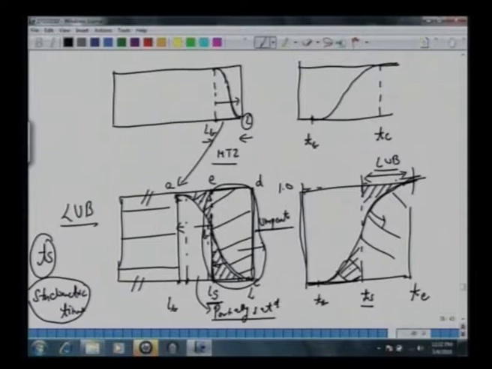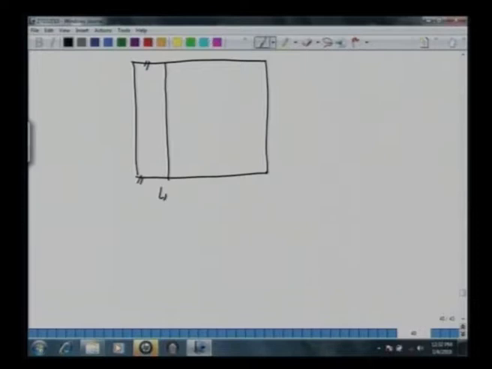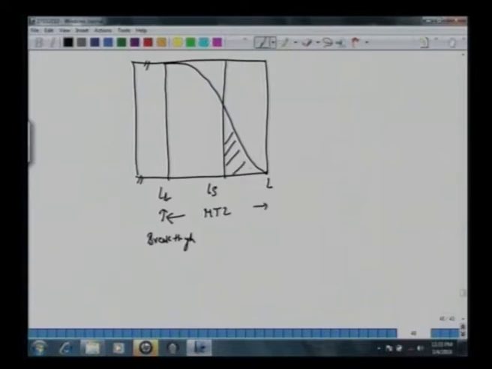Let's redraw this aspect. So now we are talking of MTZ and LUB. So we will redraw this. Let's make a break here. So we have LB, the length corresponding to this, B for breakthrough, so that we have a profile like this. This is MTZ. This is the total length L here. This area here is same as this area.